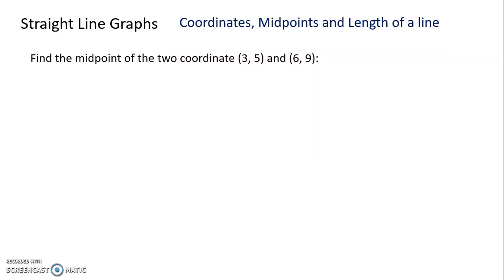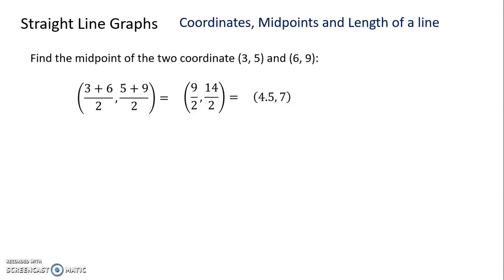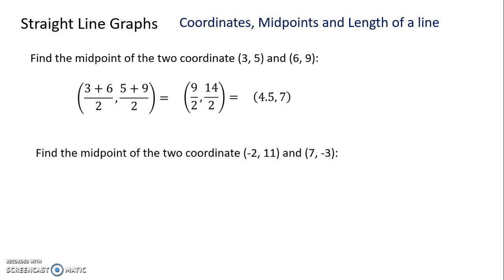Okay, so find the midpoint of the two coordinates 3, 5 and 6, 9. So I'm going to add my two x coordinates 3 and 6 and halve them, add my two y coordinates 5 and 9 and halve them. 3 plus 6 is 9, 5 plus 9 is 14. Now I've got to halve them, and that gives me 4.5 and 7. And that's my midpoint.